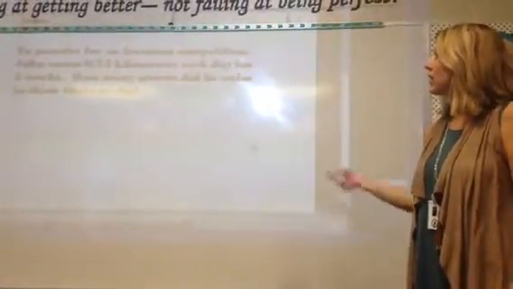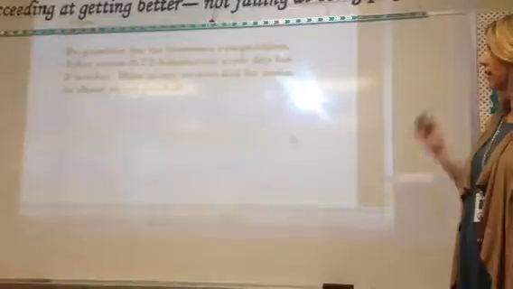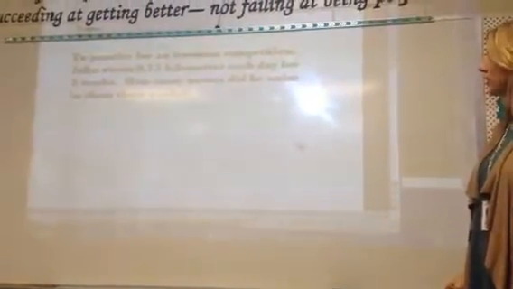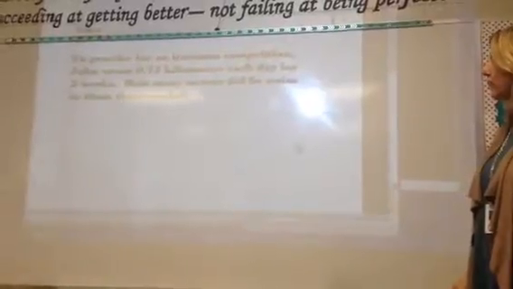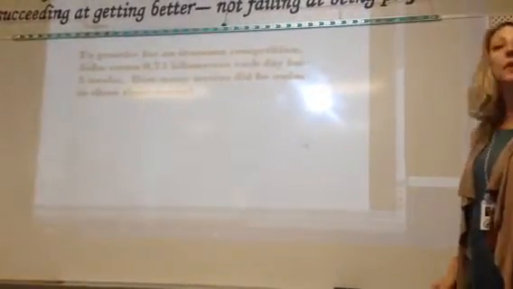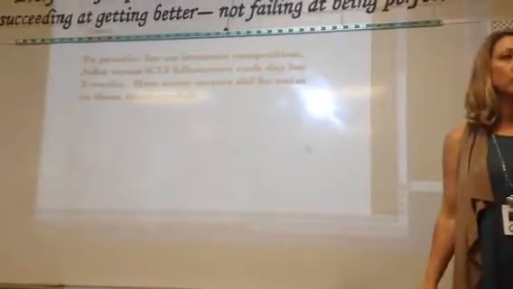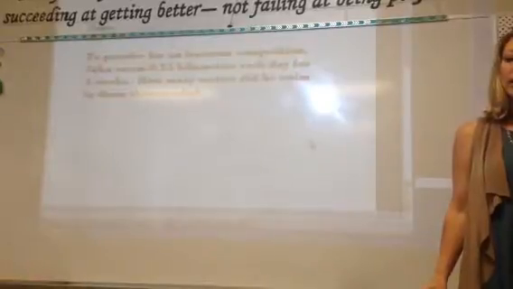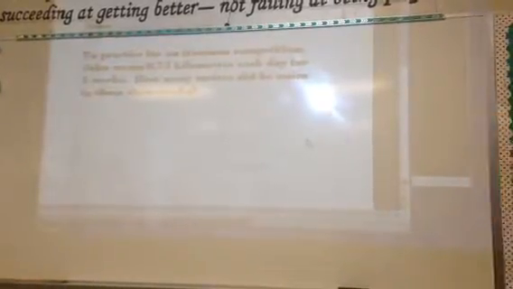Tonight's homework is this problem but with different numbers in it. To practice for an Ironman competition, John swam 75 hundredths of a kilometer each day for 3 weeks. How many meters did he swim in those 3 weeks? Think a minute about what procedures we'll have to do to get this right, what operations and what other things we'll have to do. And then raise your hand when you can tell me everything that we'll need to do.